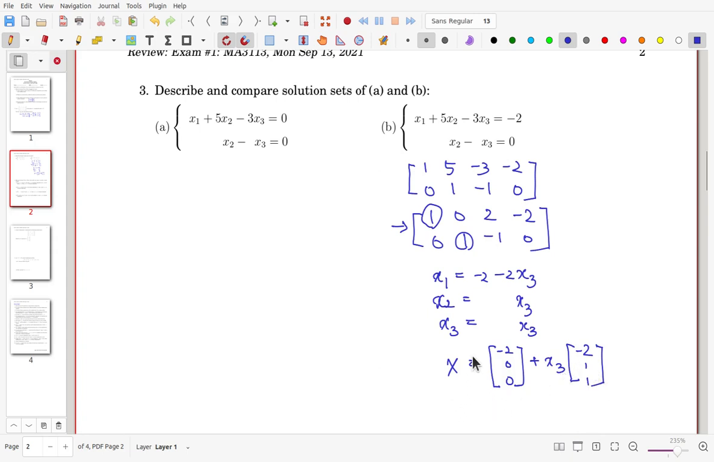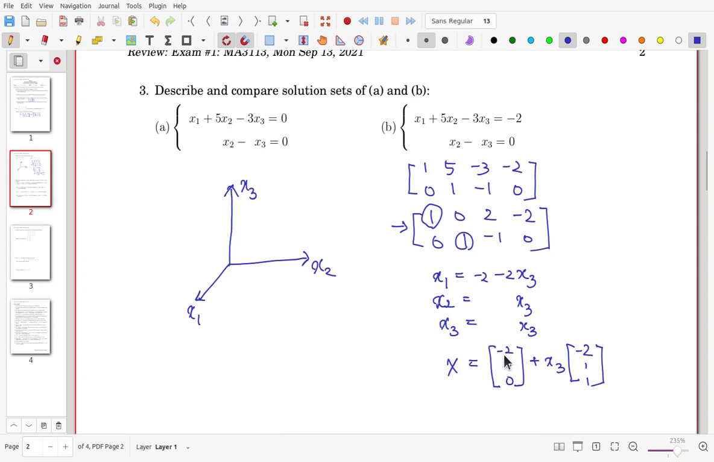This is a general solution of the non-homogeneous system, and once we ignore that portion, -2, so we eliminate this portion, then that will be the solution for the homogeneous system. Okay? So we can visualize here x1, x2, x3 coordinates. So that is x1, that is x2, and that is x3 direction.